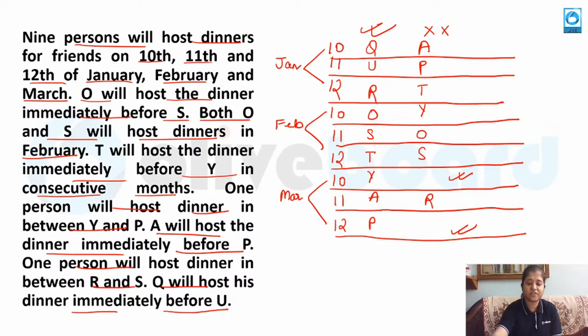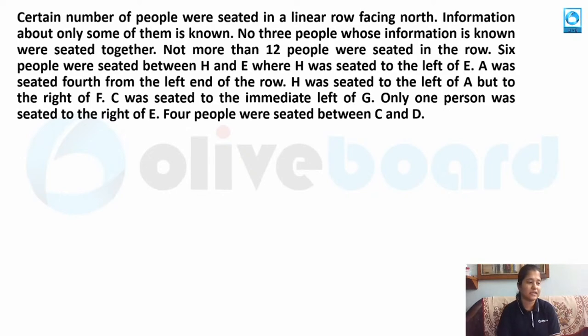So the next question on your screen is based on a certain, unknown number of people. A normal question again.